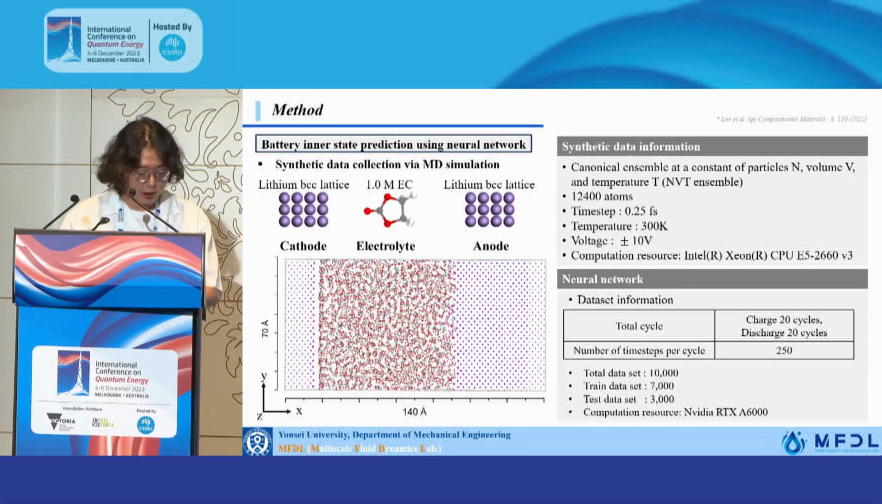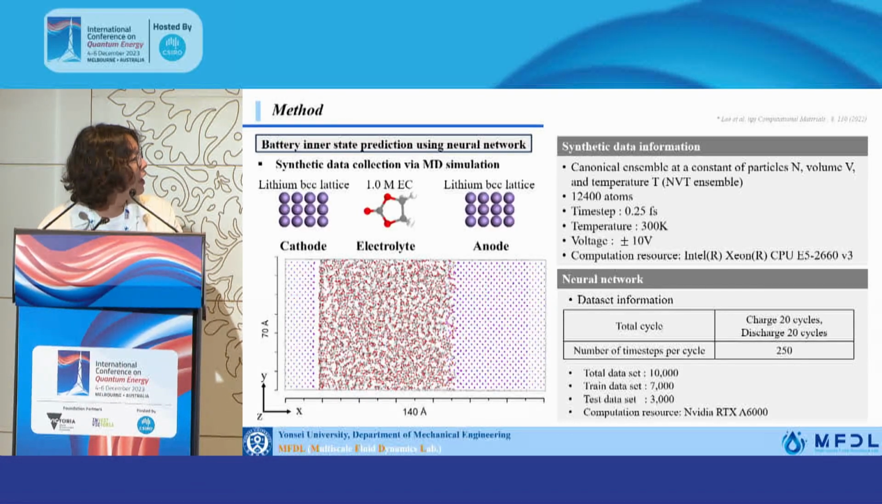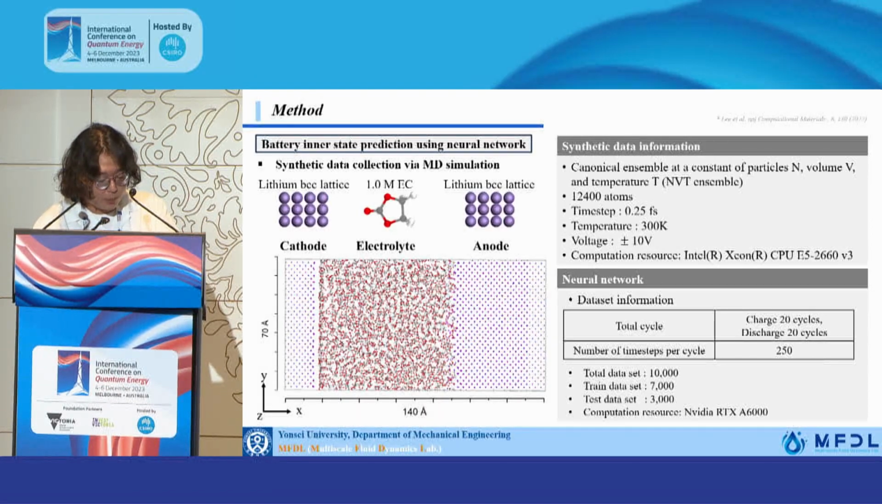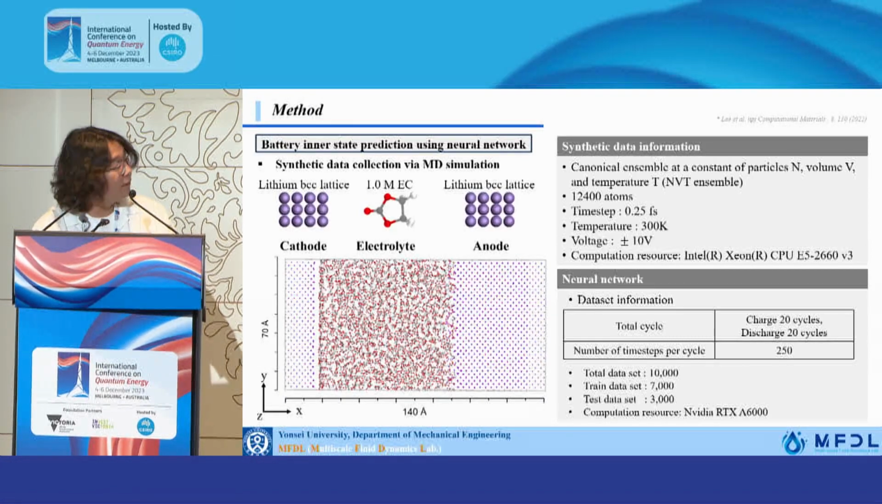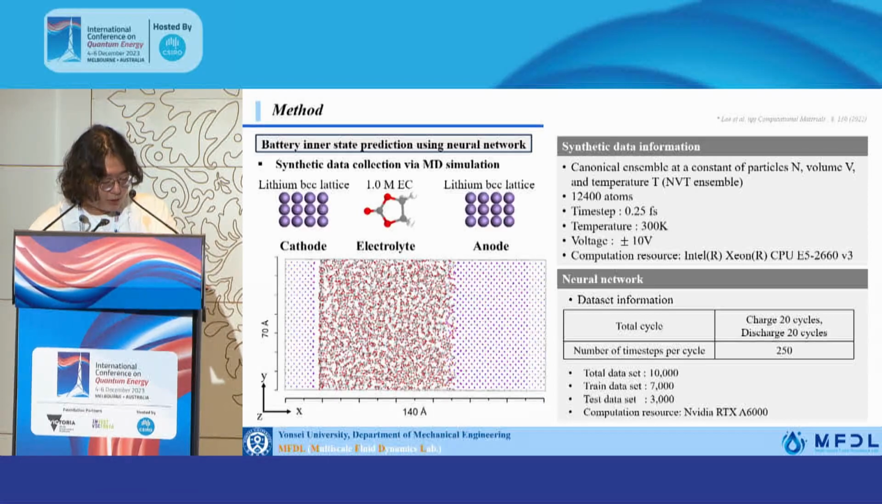So this is my simulation domain. The training data set is generated with MD simulation, which is already published by our lab in npj Computational Materials. The simulation domain is as follows. The cathode and anode are composed of lithium BCC lattice, and the electrolyte is composed of 1.0 mole per liter ethylene carbonate. The time step is 0.25 femtosecond, and temperature is 300 Kelvin. The voltage is 10 volts, which is periodically reversed during charging and discharging cycles. The total data set was 10,000, and among them, I used 7,000 as the training data set and 3,000 as the testing data set. And we used an RTX A6000 to train the neural network.